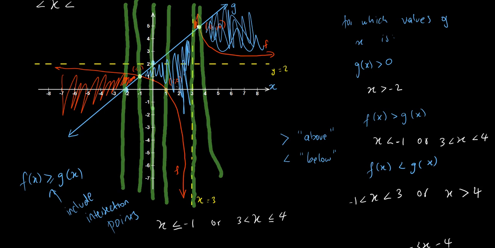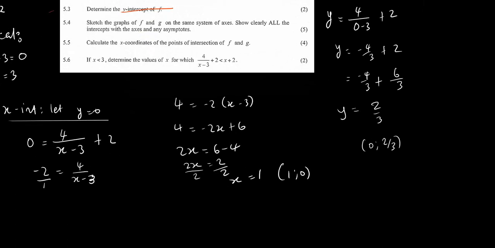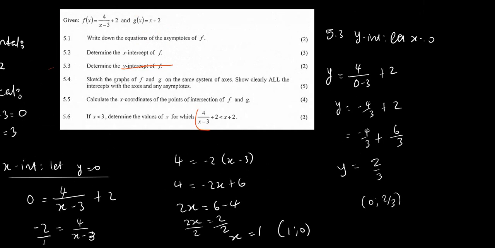Okay. So 5.6 is x less than 3 and determine the values. We already did it, but it's fine. Look at this. Whenever they ask you questions like this, you ask yourself, which graph is this? That's the hyperbola, so we are talking about f of x where it is less than. Which graph is this? That's g, right? So we already answered that one, where we said f is less than g here.